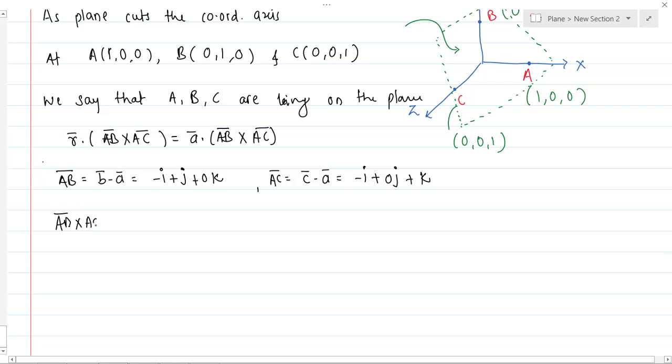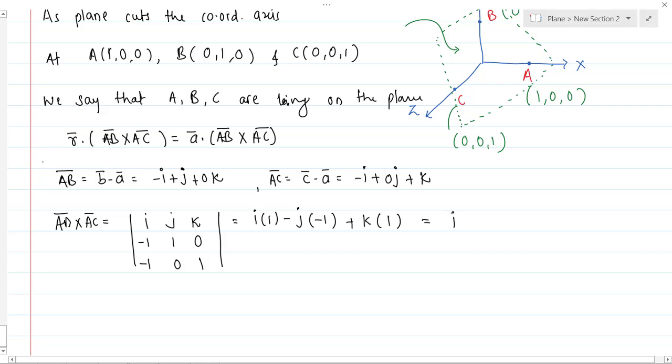AB bar cross AC bar will be what? It's the determinant of i, j, k; minus 1, 1, 0; minus 1, 0, 1. Let's solve this determinant. So i in bracket we have 1, minus j in bracket it's minus 1, plus k in bracket it's plus 1, which is nothing but i plus j plus k. So this is the normal vector AB bar cross AC bar.